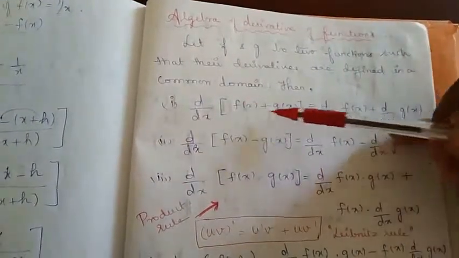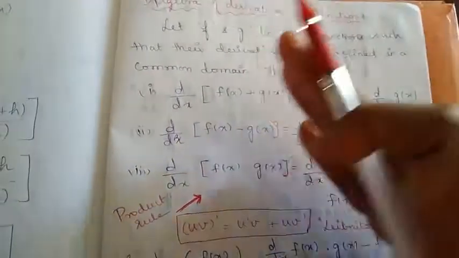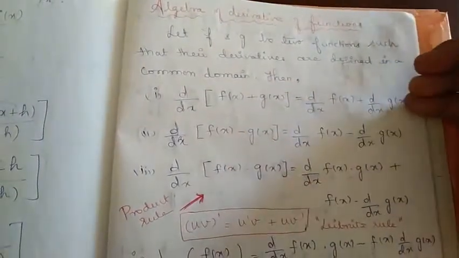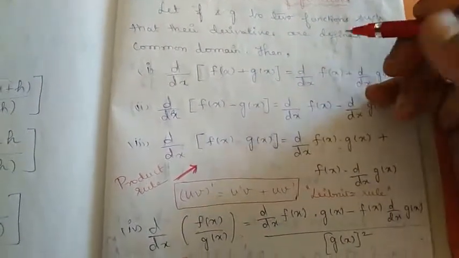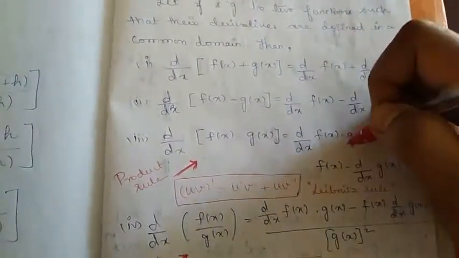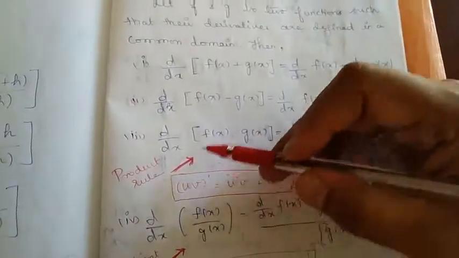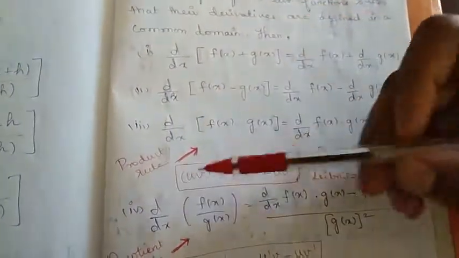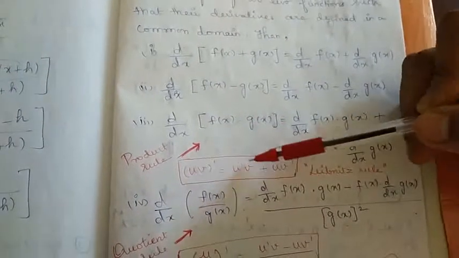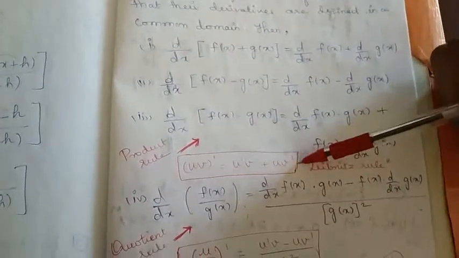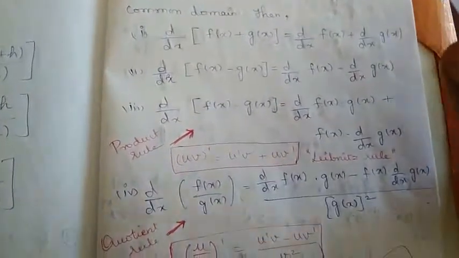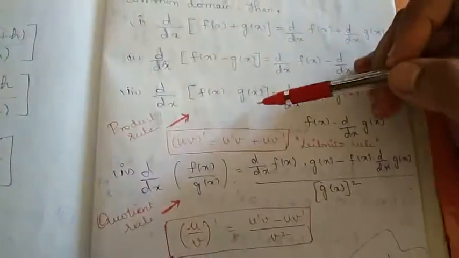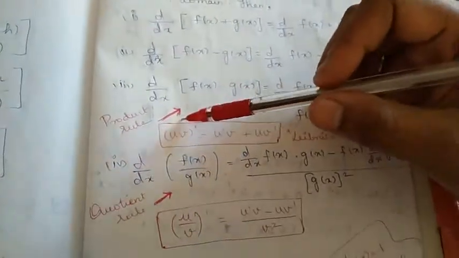D by dx of f of x plus g of x is nothing but d by dx of f of x plus d by dx of g of x. We can split for subtraction, addition, and for multiplication we have a rule called product rule. What is that product rule? uv the whole dash is u dash v plus uv dash. It is not like simply separating f dash of x into g dash of x. For a derivative of the product we have product rule.